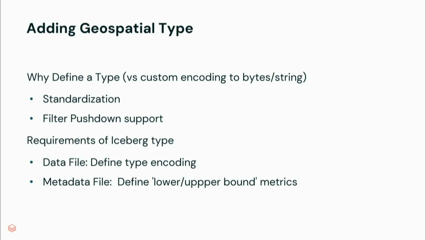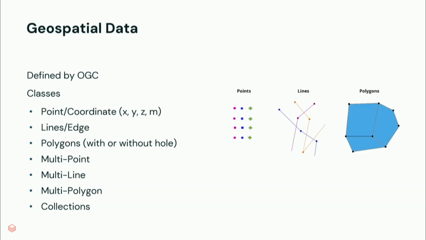And for geo, we need to define what metric means, like what lower bound and upper bound mean for geo. So these are the two fundamental questions we try to answer for Iceberg Geo. For the first one, how to encode the geodata, we need to see, what is geodata? Unfortunately for us, this is already a very well understood problem, right?